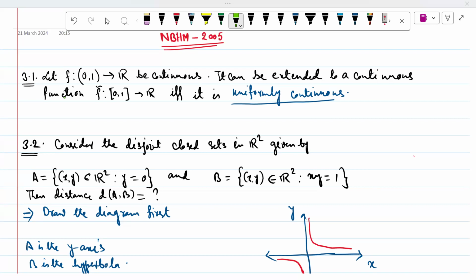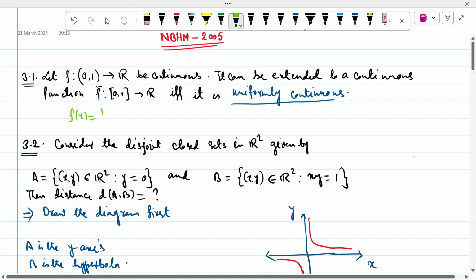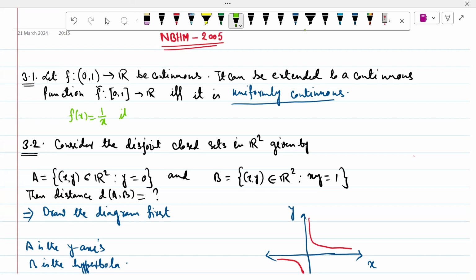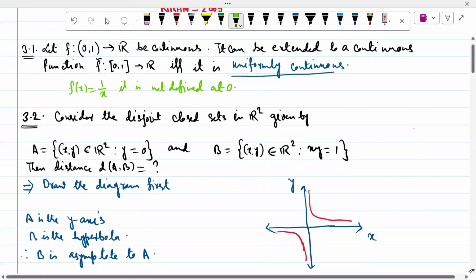So the answer is, this is a simple example of uniform continuity. If the function f is uniformly continuous, then we can extend this function. And if it is simply continuous but not uniformly continuous, you cannot. For example, you can take f(x) equal to 1 by x. Then it is not defined at 0. So this is the first question.